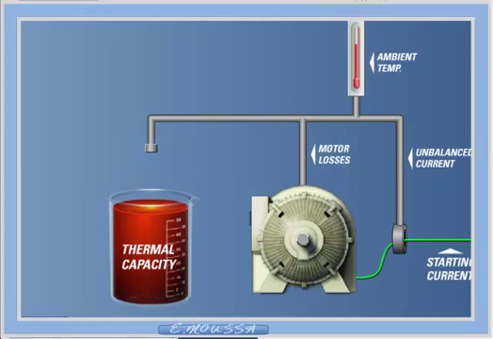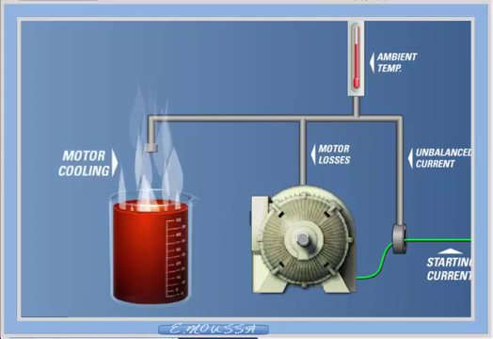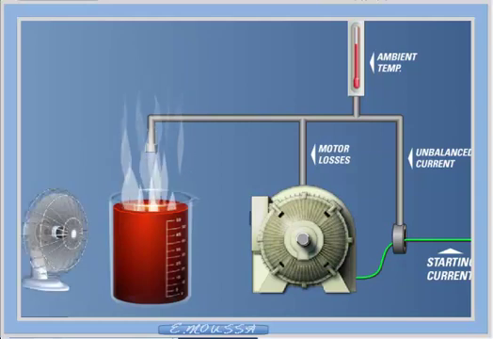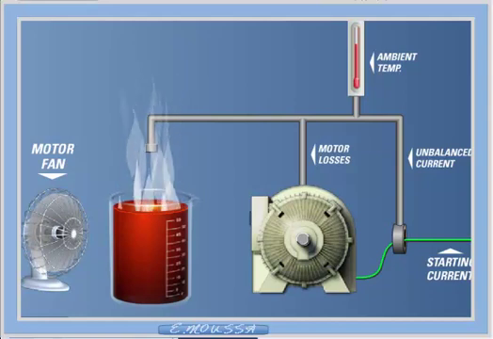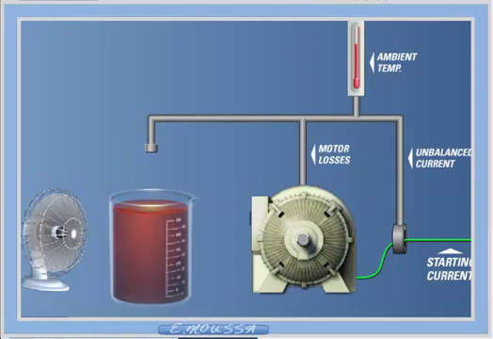Motor cooling will be represented by the vapor evaporating from the surface of the liquid when the motor is running or stopped, which represents the motor's ability to dissipate heat. The fan is representative of the additional cooling effect of the motor's cooling system, which is commonly a fan mounted on the motor shaft. With this model in mind, let's proceed with our explanation of motor thermal modeling.